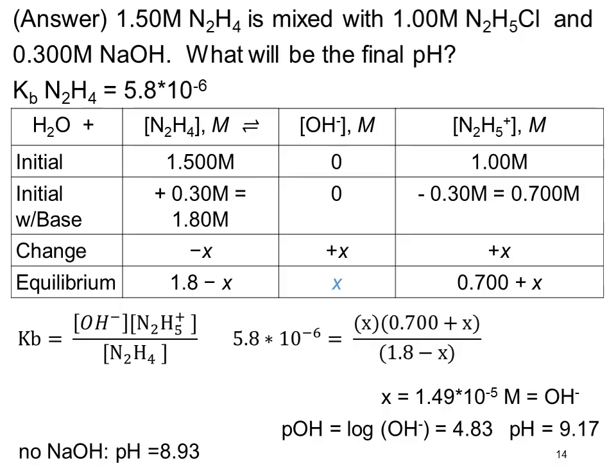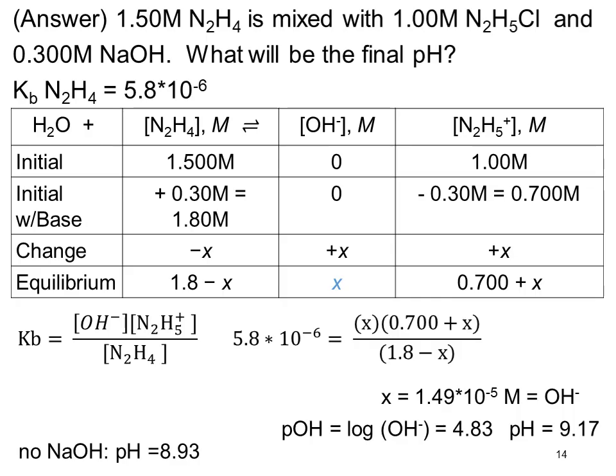So again, the problem here is we have a lot going on. We're given the Kb for N2H4, so I'm going to start there. I've got my Kb equation set up. H2O plus N2H4, I get OH minus, and my conjugate acid N2H5. I've got 1.5 molar N2H4 to start. And I've got 1 molar N2H5Cl, which again is going to dissociate in water and give me that conjugate acid.